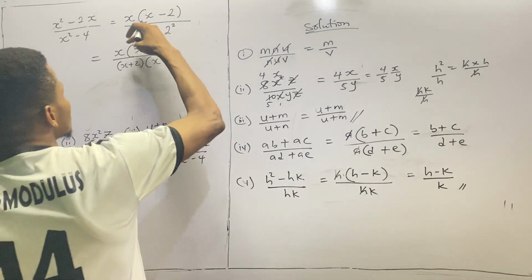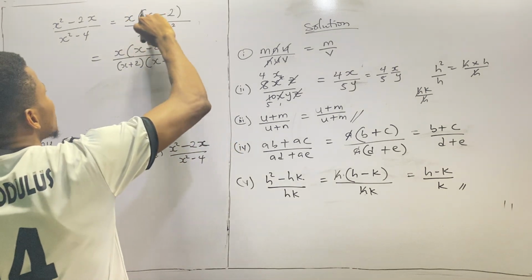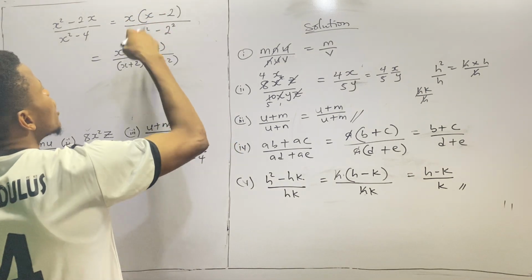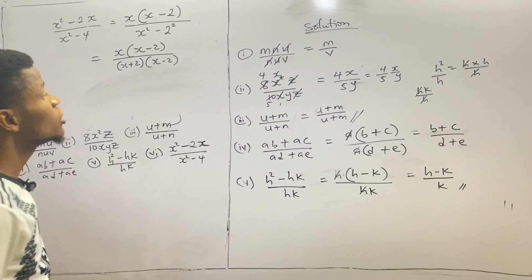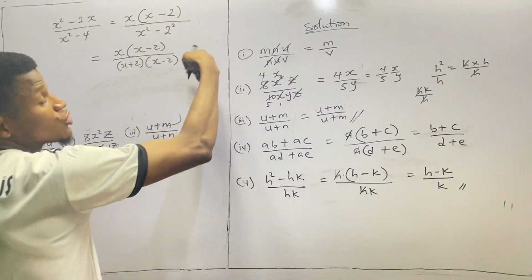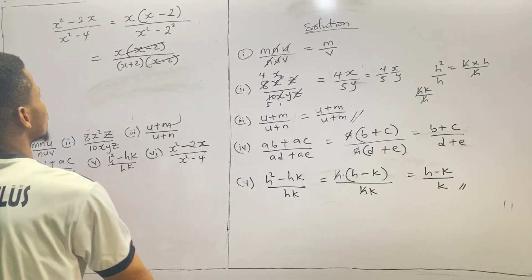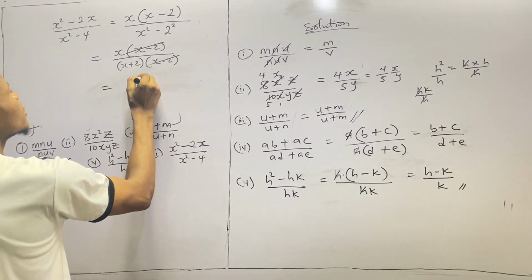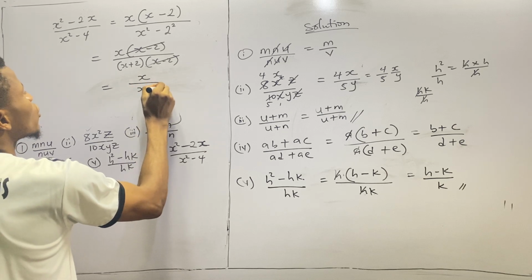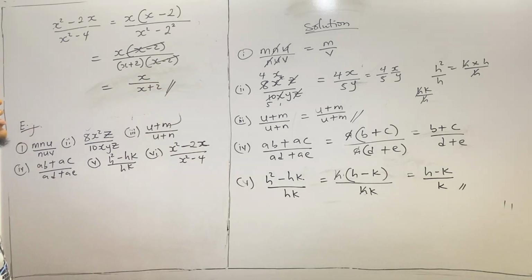Of course, there is a common factor. So there is a multiplication between this and this, and multiplication between this and this. So any common factor can be cancelled out, all right? So of course, there's a common factor, x minus 2, x minus 2. So x minus 2 can cancel out with x minus 2, leaving only x over x plus 2. And that is our final answer.